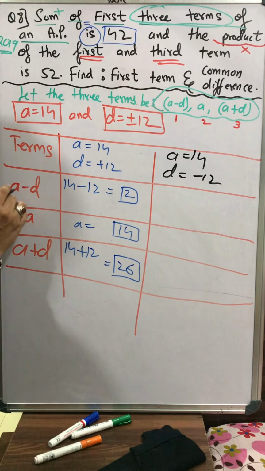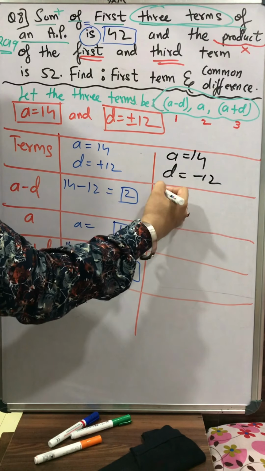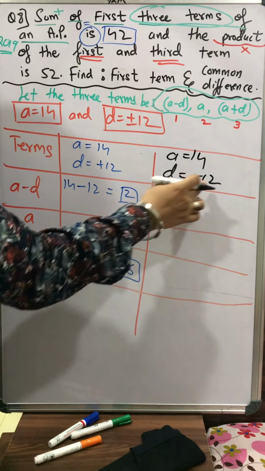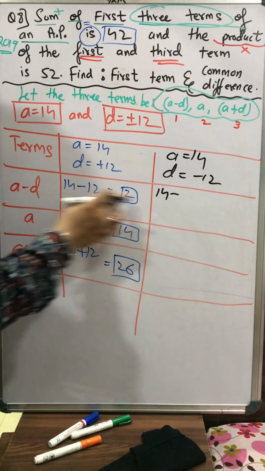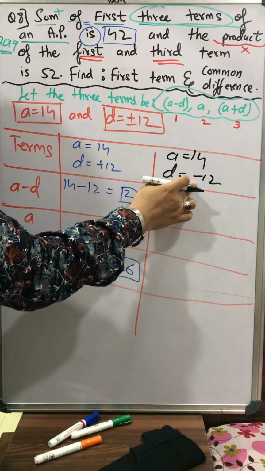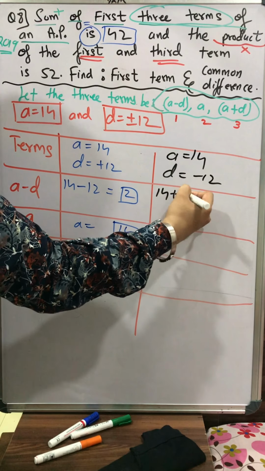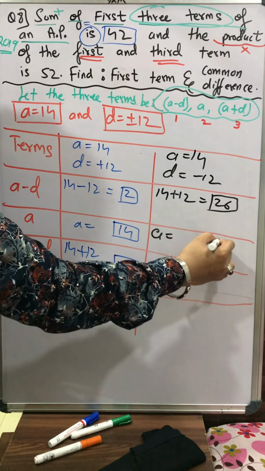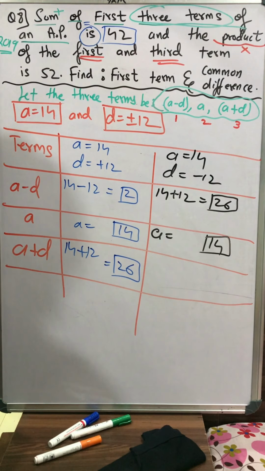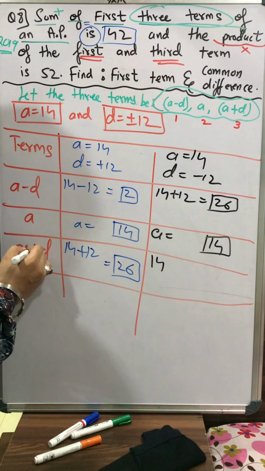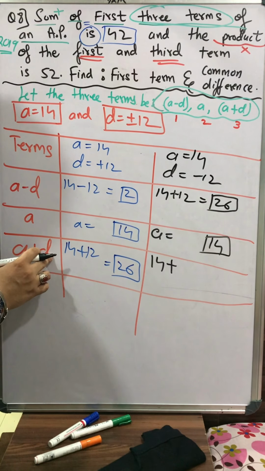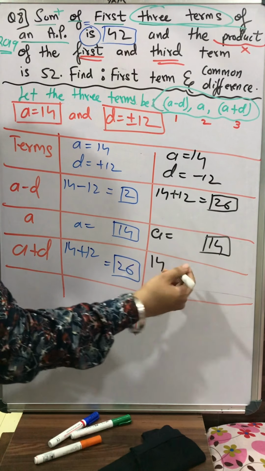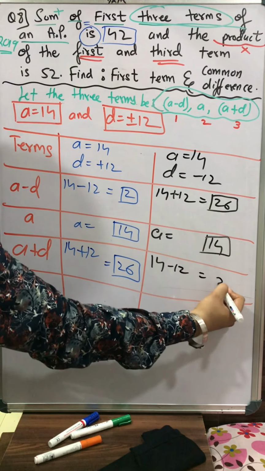D as minus 12. A minus D. Please see here. At the place of A I'm putting 14, minus, and at the place of D I'll put minus 12. This minus as it is minus, but D itself is a minus. 14 minus minus 12 becomes 14 plus 12, and here comes 26. Next is A, the value of A is 14. That's it. Next, A plus D. Value of A is 14, plus as it is plus. Value of D is minus 12. 14 plus minus 12, so plus minus will become minus 12. 14 minus 12 is nothing but 2.